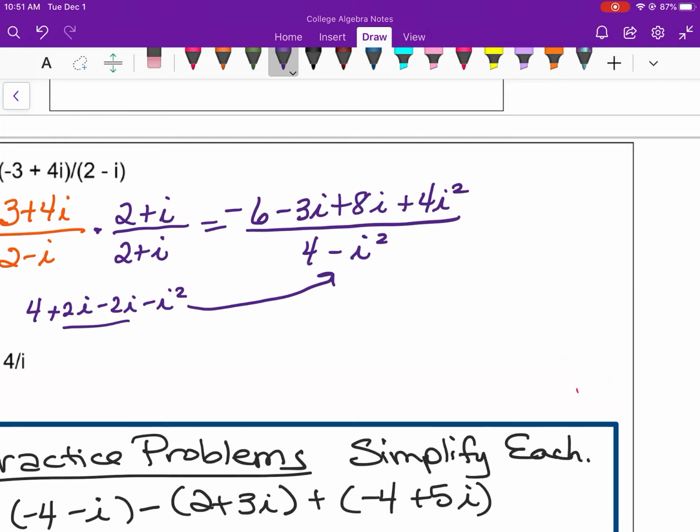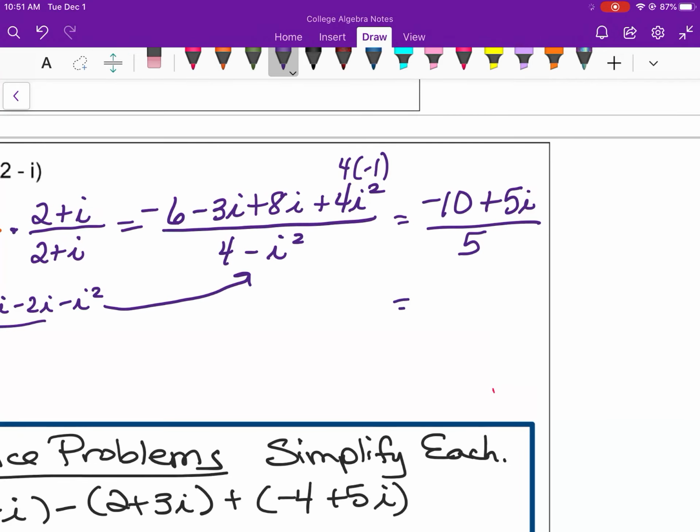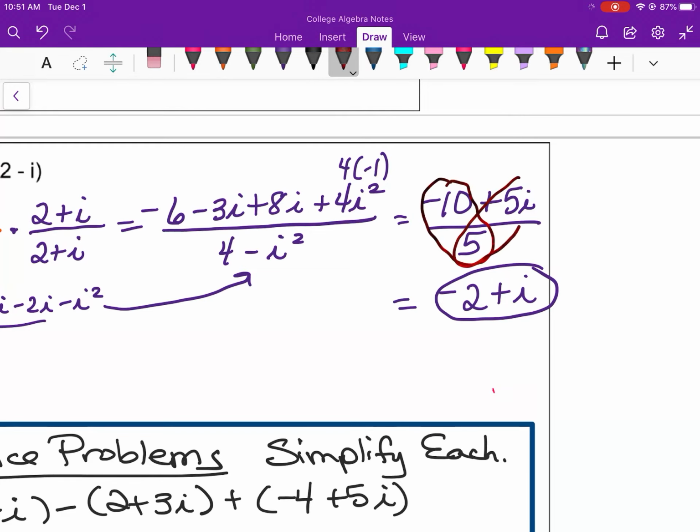Remember that i squared is a -1, so this is 4 times a -1. Added to -6 would be -10. And then minus a -1 will make that a 5. Reduce both ways, -2 plus 1i. And again, I'm taking these two and these two.